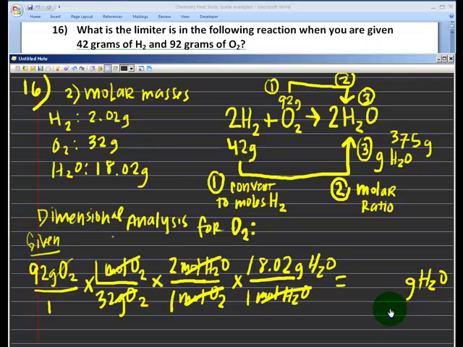I'm looking for how much product can be produced. So when I multiply all the numbers on the top and divide it by all the numbers in the denominator, I get an answer of 103.6 grams. So I'm going to write that up here. O2 produces 103.6 grams.